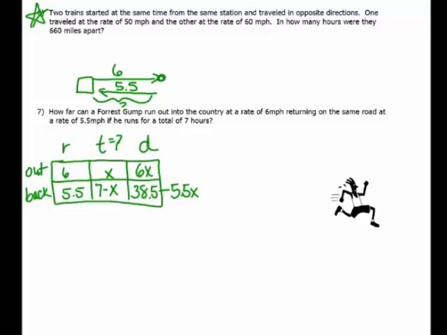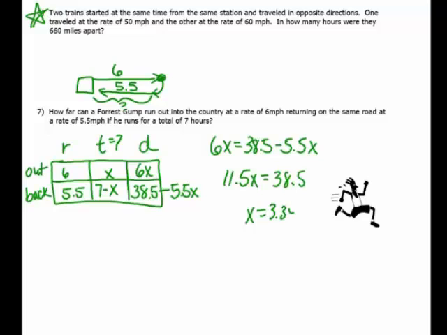He stopped here and he turned right around and ran the same distance back. So 6x has to be equal to 38.5 minus 5.5x. And moving my 5.5x over and then dividing, I get x is 3.3478. It kind of goes on. It's about 3.3. So he runs out into the country 3.3 at 6 miles per hour, and then he runs back a little bit slower, so it would be 2.7 at 5.5.